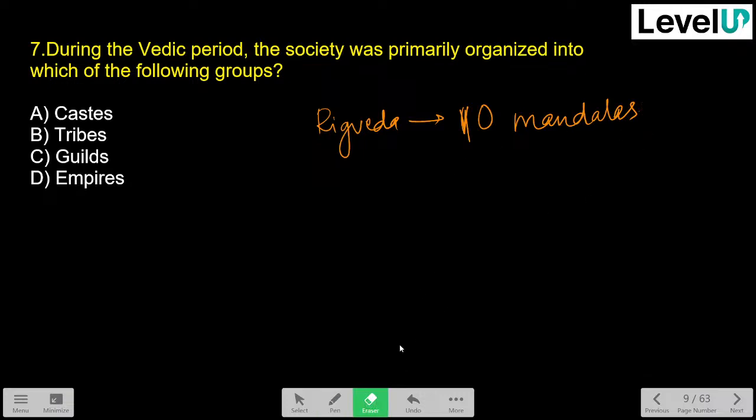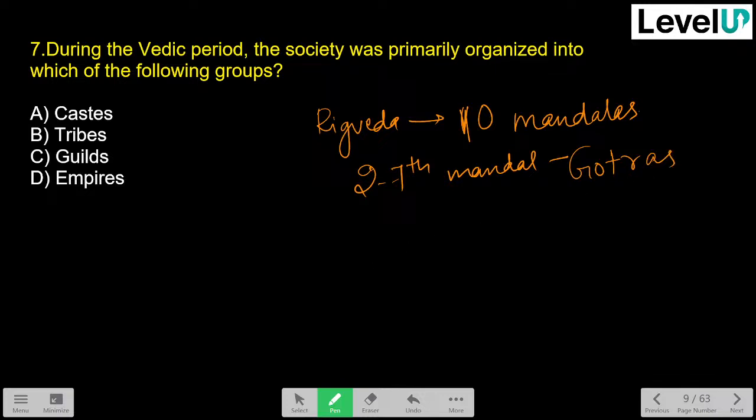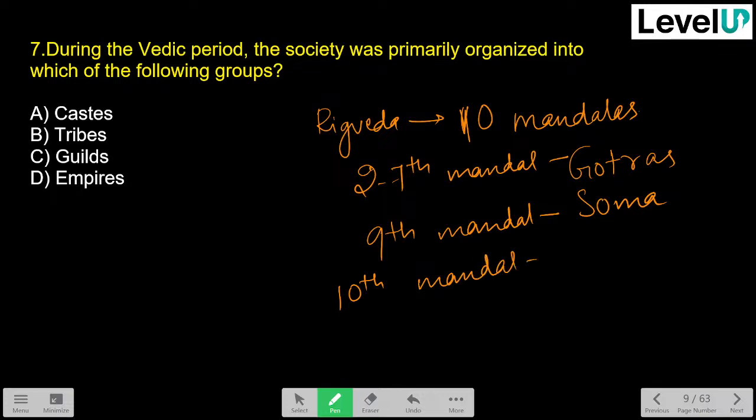So from the 2nd to 7th mandal, what is written about? The things are written about Gotras. Right? In the 9th mandal, you will see the things written about Somras. And the 10th mandal is known as what? The 10th mandal is very important, and this is known as Purushukta. Right? The 10th mandal is known as Purushukta.